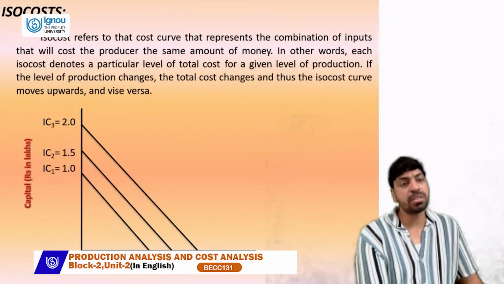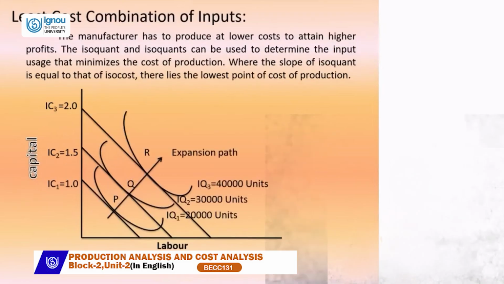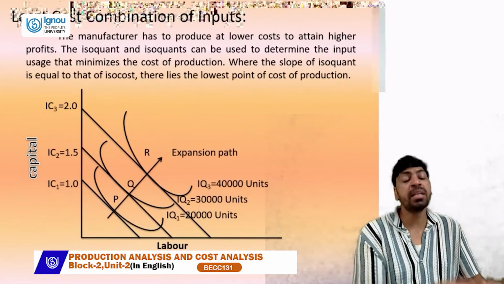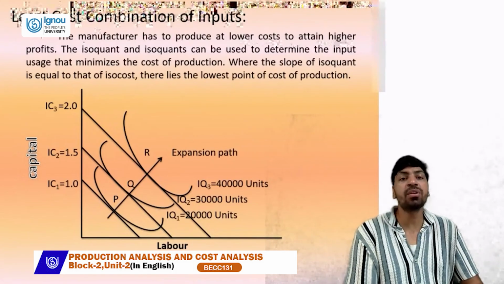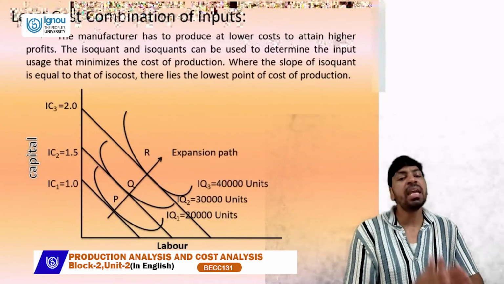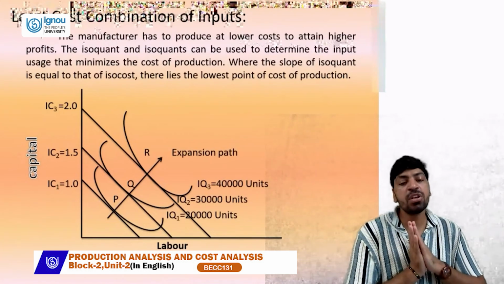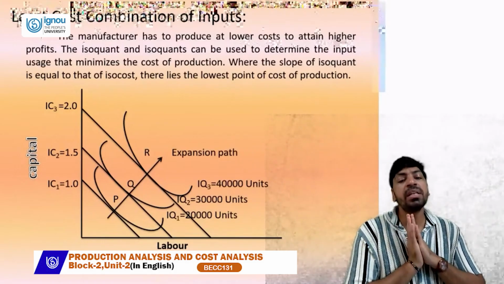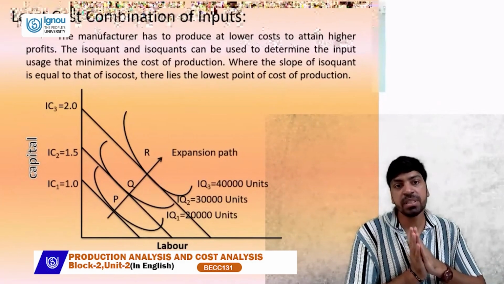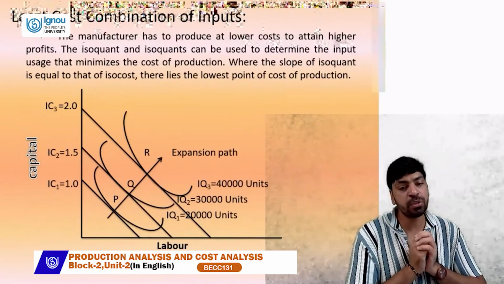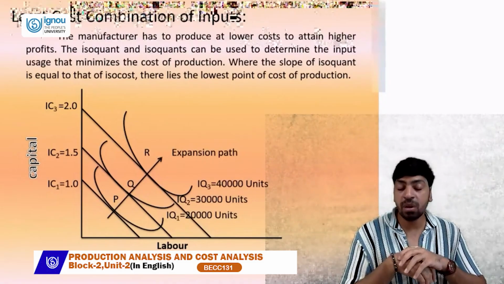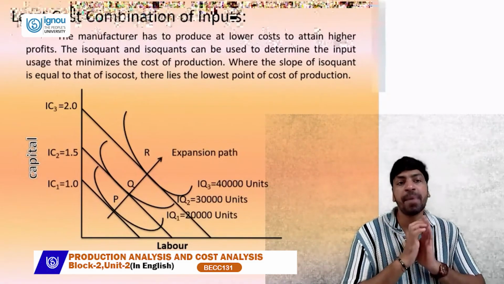That's called the isocost curves. This is also the expansion path. Always expect a short note on the expansion path. In other words, it is called the least cost combination of inputs. The combination of inputs, labor and capital, which produces the output at the least cost, that particular isoquant is called the expansion path.